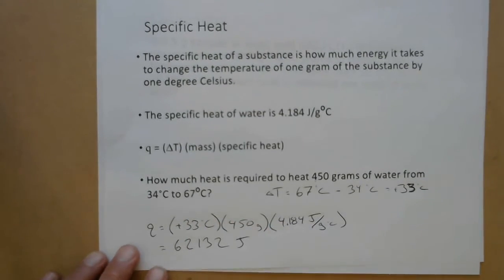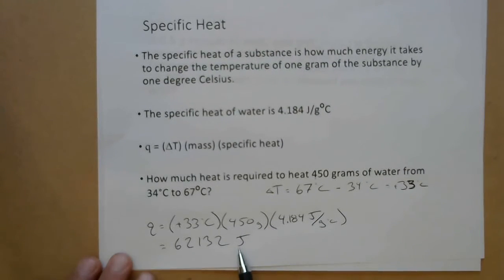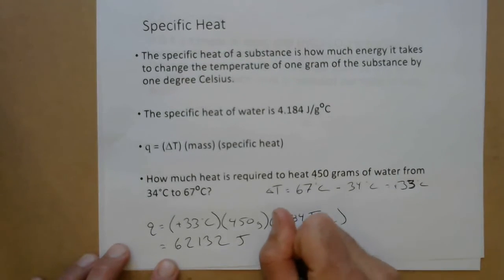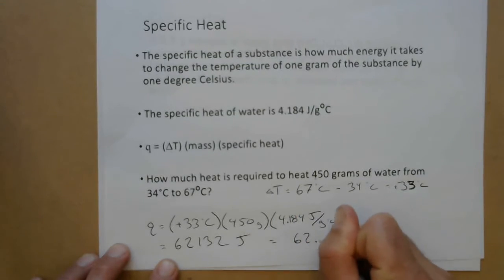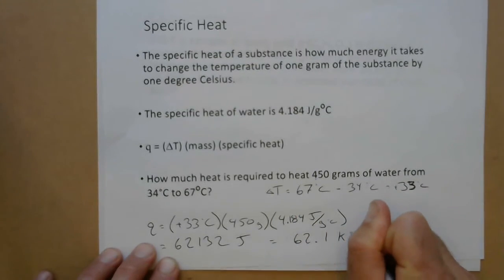62,132 joules. Joules are really small amounts of energy, like I said before, so you get a big number. A lot of times, just to make it easier to deal with, we change it to kilojoules. So this would be equivalent to 62.1 kilojoules.